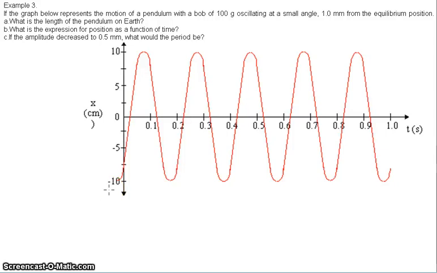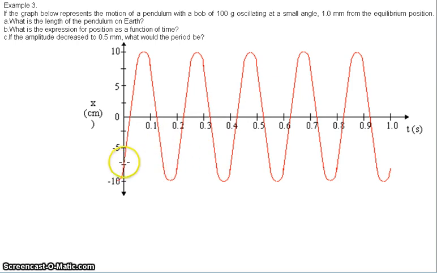Okay, quick adjustments here. I had to change 10 centimeters to 1 millimeter and 5 centimeters to 0.5 millimeters. This was because I chose a graph with a period that is too small. Alright, so this is an example problem.